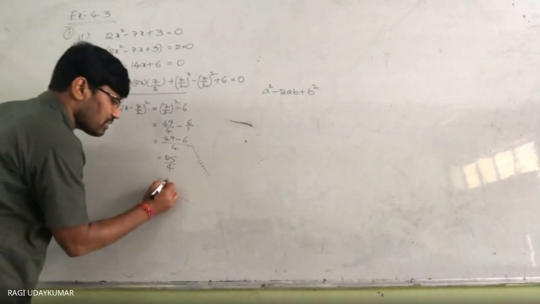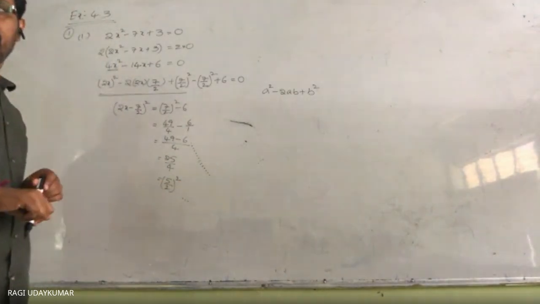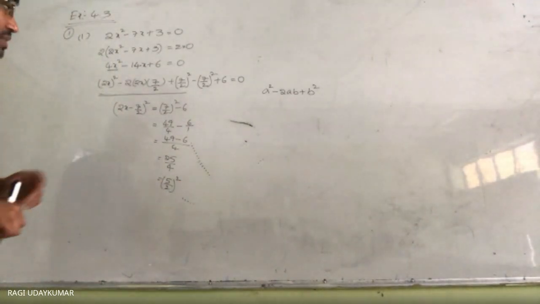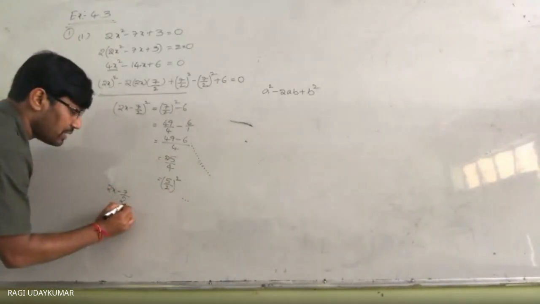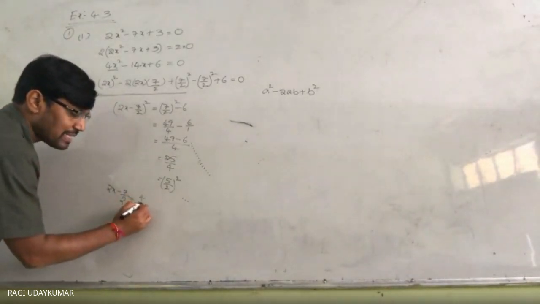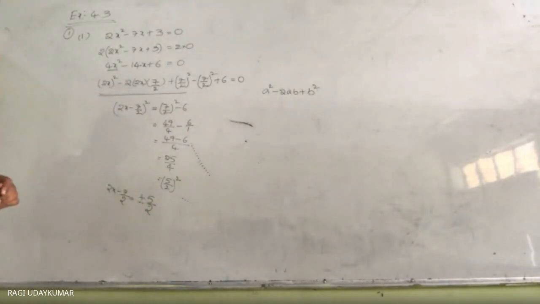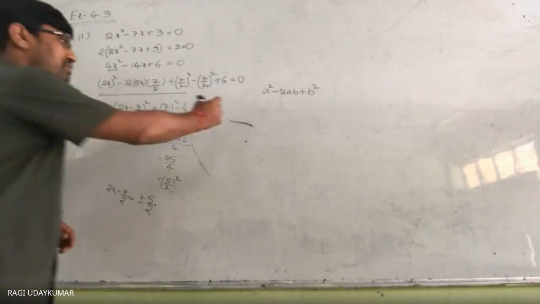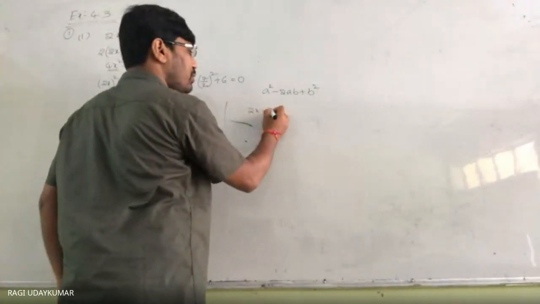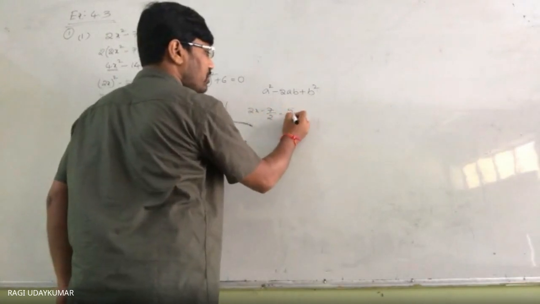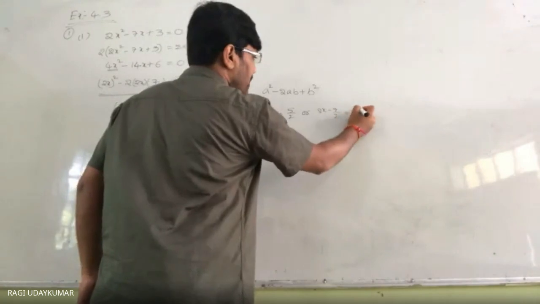This can be written as 5 by 2 whole square. Now from this what you will get here: 2x minus 7 by 2 is equal to plus or minus 5 by 2. So take once 2x minus 7 by 2 equal to plus 5 by 2, or 2x minus 7 by 2 you take as minus 5 by 2.